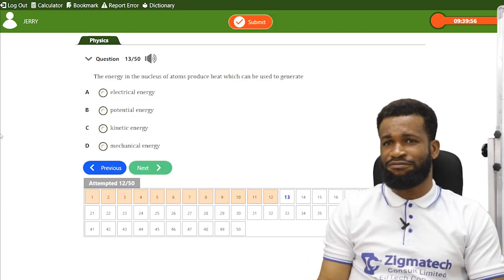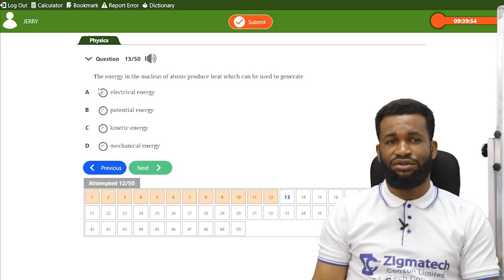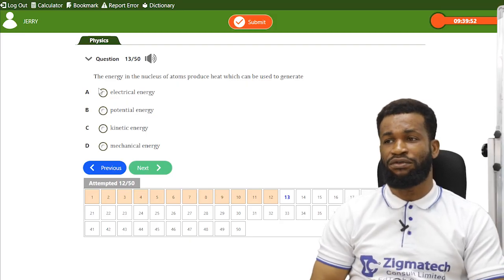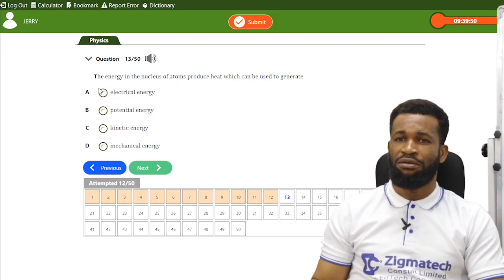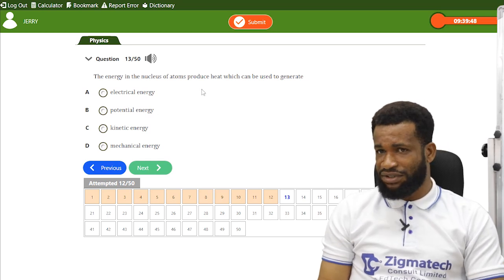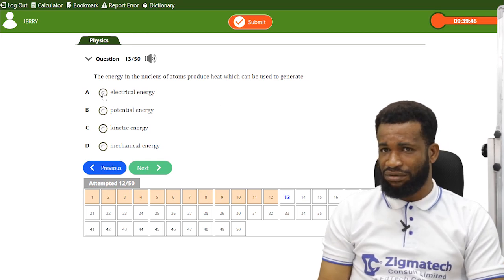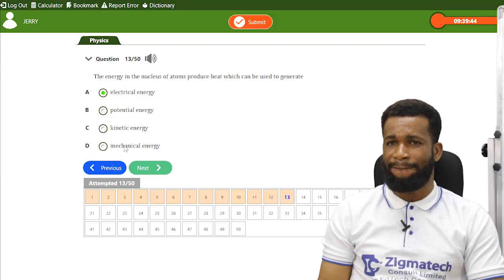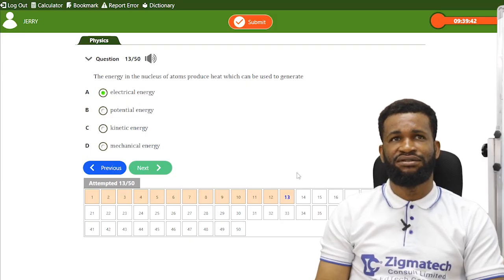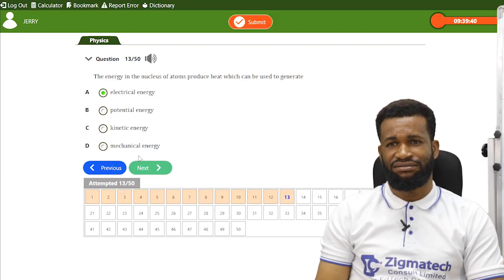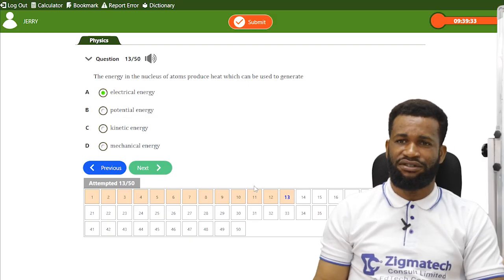Remember that energy can neither be created nor destroyed, but can be converted from one form to the other. So any form of energy, but in the context of this question, we choose electricity, from heat energy to electricity. Mechanical energy also is there. Okay, option A.